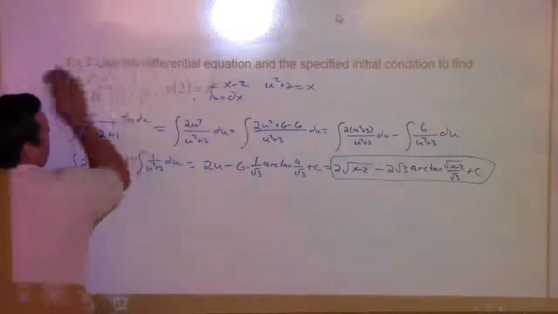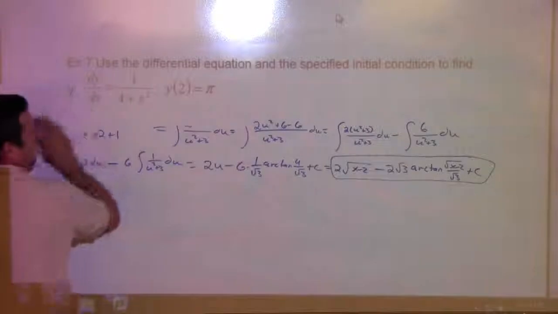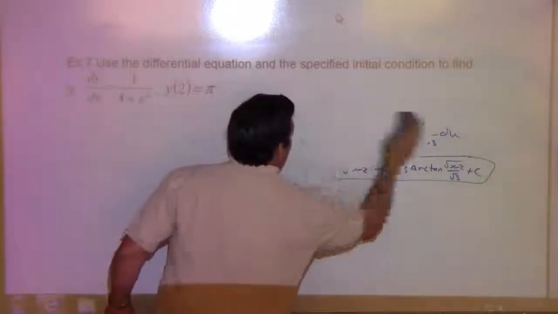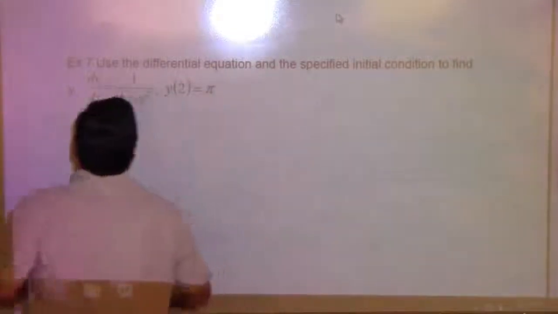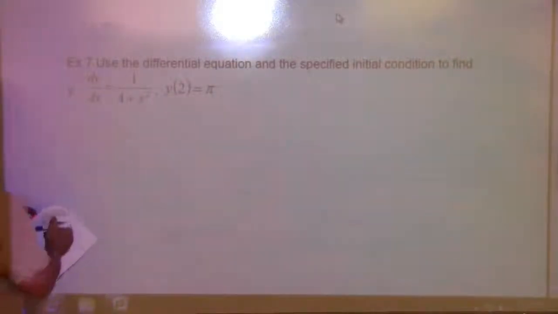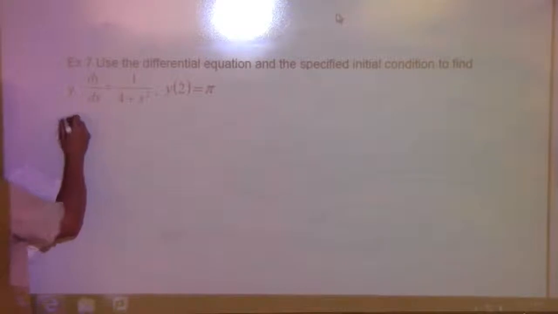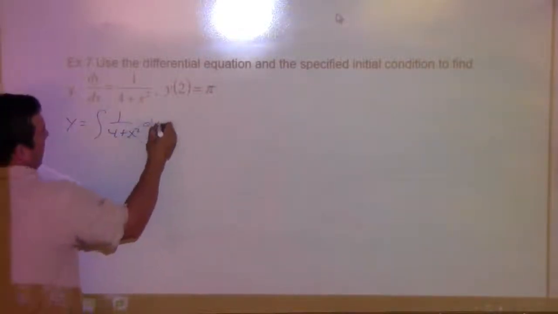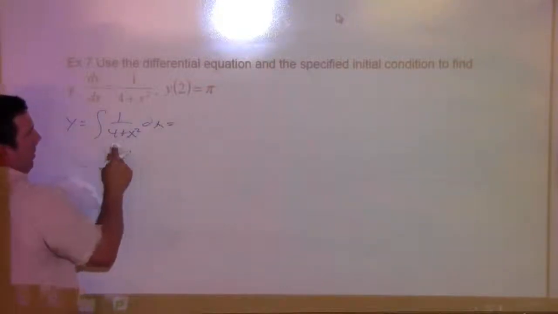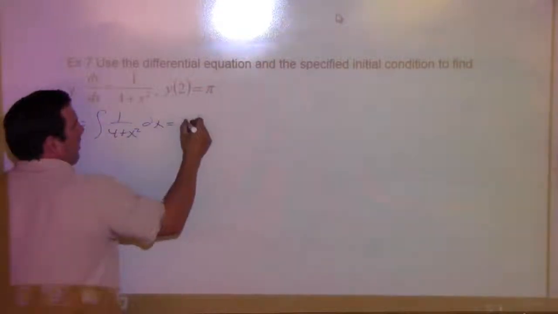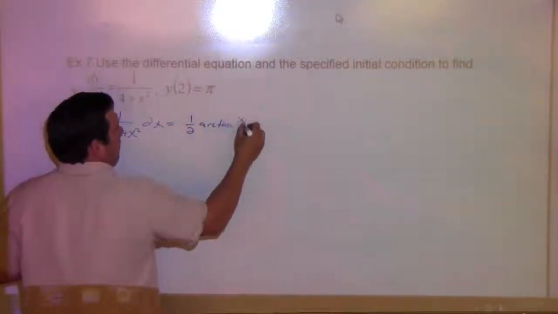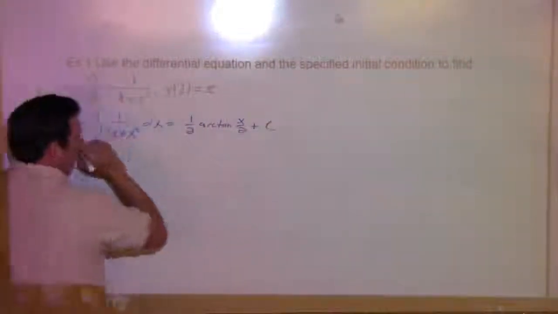Example 7 says use the differential equation and the specified initial condition to find y. dy dx is 1 over 4 plus x squared. So that means y is going to be the integral of 1 over 4 plus x squared dx. And that's going to be an arctangent. So that's going to be 1/2 arctan of x over 2 plus some constant c.